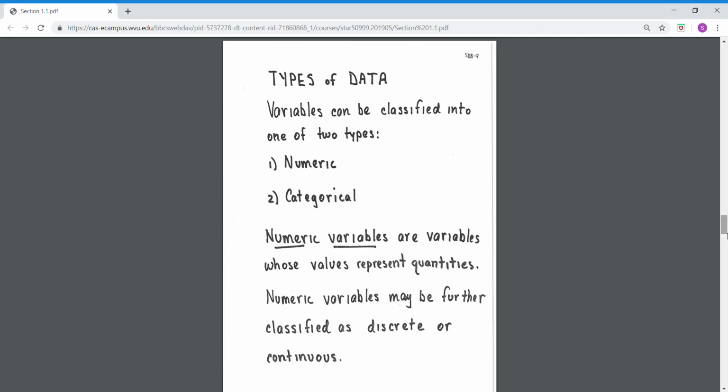So to break down the types of data we'll be using, variables can be classified into one of two types: 1. Numeric, 2. Categorical. Numeric variables are variables whose values represent quantities. For example, 5 years old, 190 pounds. Numeric variables may be further classified as discrete or continuous.